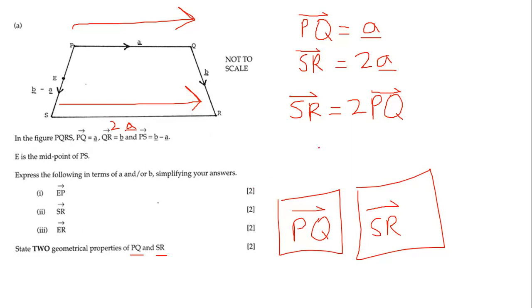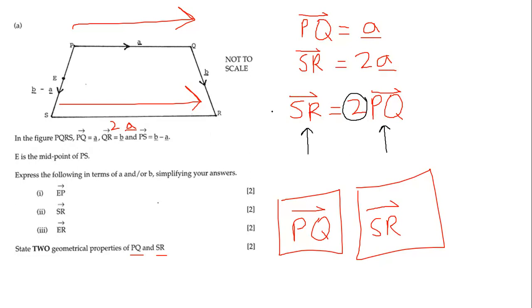We also know that we have this here. So we have SR equals 2PQ. What other information does this tell us? If we have one vector written in terms of another vector times a number, what can we say about the vectors SR and PQ?